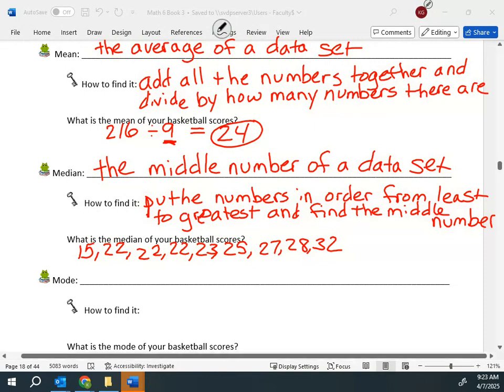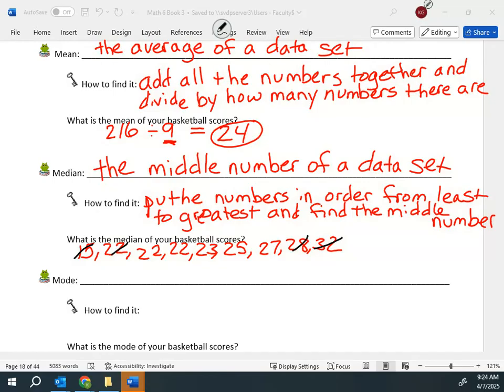So I have my numbers in order. Now I'm going to find out which one is in the middle. So I go from the left and the right and I cross off. Left, right, I cross off. Left, right, I cross off. Left, right, I cross off. Because 9 is an odd number, there is going to be just one number in the middle. So I know my middle, my median, is 23.